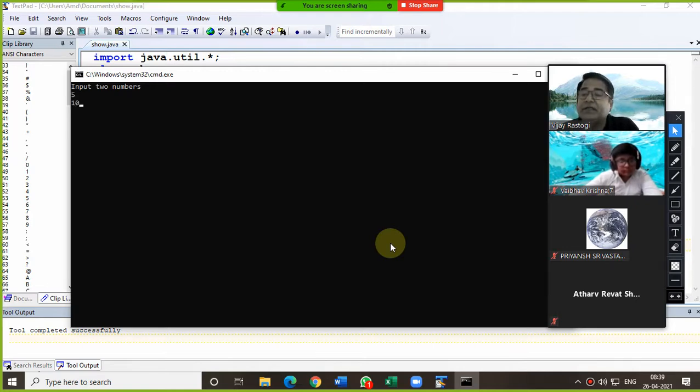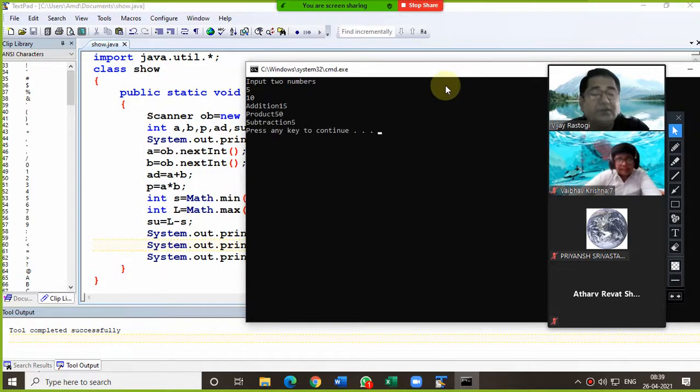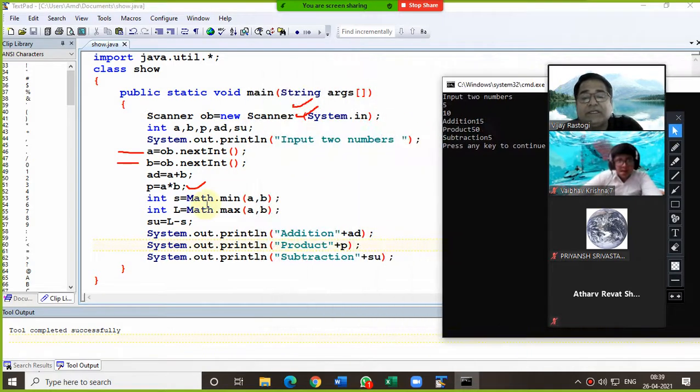Now see, the two numbers I have entered are 5 and 10. This 5 we have stored in A, and 10 we have stored in B. So A plus B is 15. Product is 50, and the subtraction is 5 minus 10. It must be minus 5, but here it is coming 5. Why? Because first I have calculated the smallest as well as the largest, then ultimately I am just subtracting largest minus smallest.